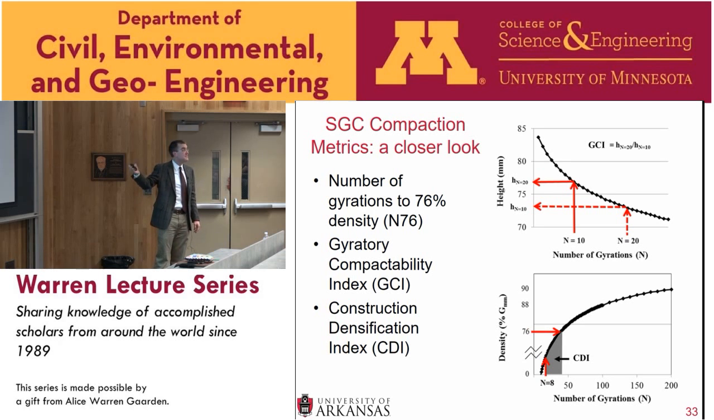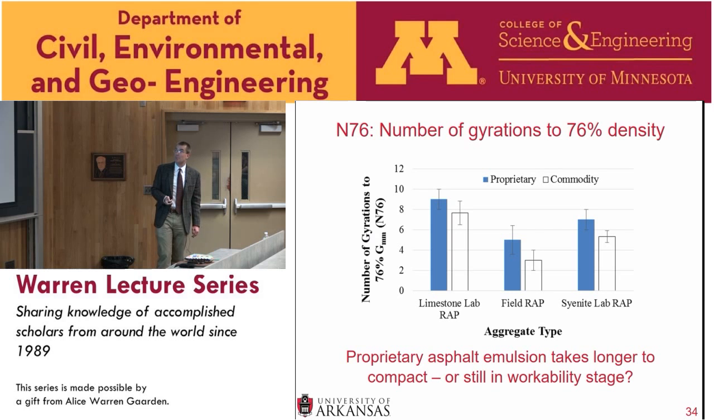And again, this is data that you're collecting when you're making every single sample. So there's no additional samples that are needed. You simply need to take that data, save it, and then put it through a spreadsheet. So I'm going to just show a little bit of data from these 3 compaction metrics, and then we'll wrap it up. So here you can see the number of gyrations to 76% density.